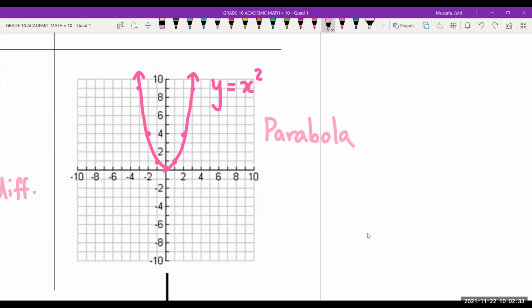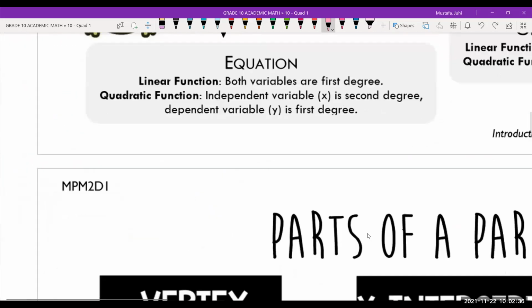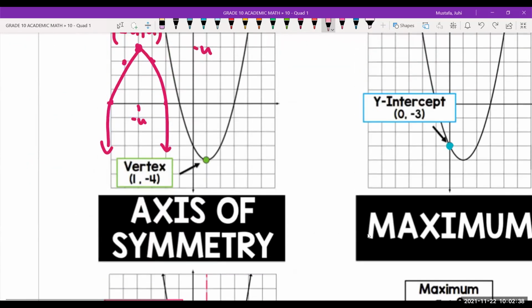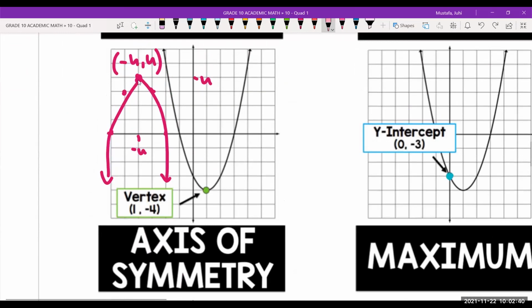Samir? Can you read from the vertex one? Yeah, the vertex is just either the highest most or the lowest most point, and you just identify it, and then you just label the coordinates. So look at the x values and the y values and just list it.